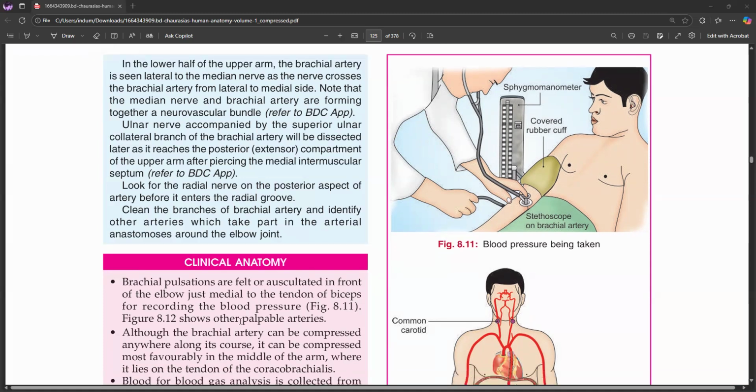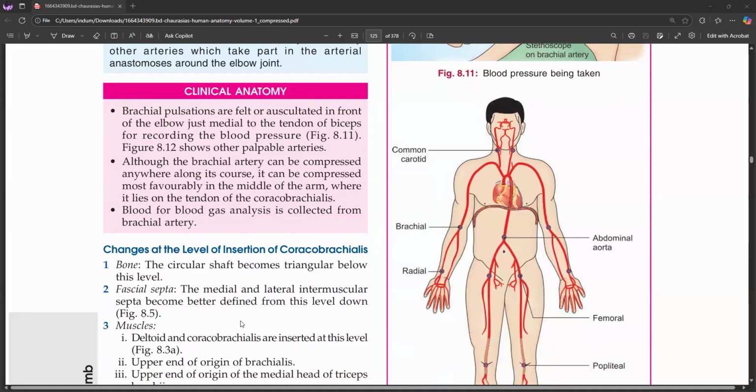Clinical anatomy. Brachial pulsations are felt or auscultated in front of the elbow just medial to the tendon of biceps for recording the blood pressure. Figure 8.11. Figure 8.12 shows other palpable arteries. Although the brachial artery can be compressed anywhere along its course, it can be compressed most favorably in the middle of the arm where it lies on the tendon of the coracobrachialis. Blood for blood gas analysis is collected from brachial artery.